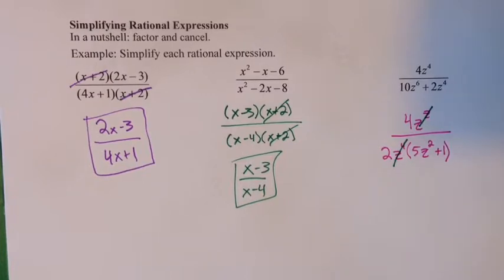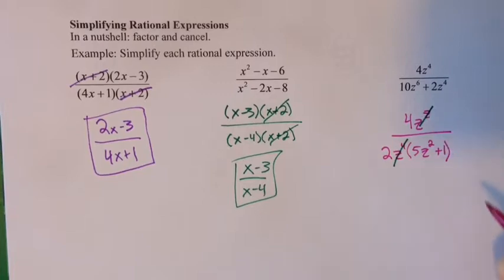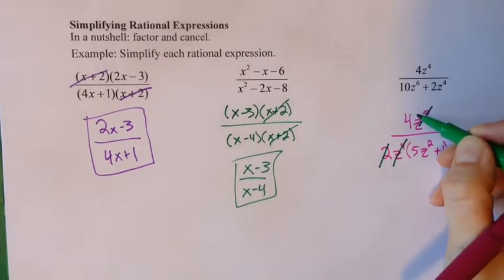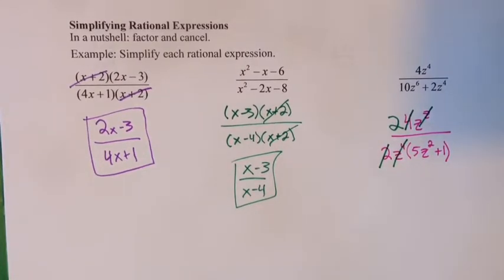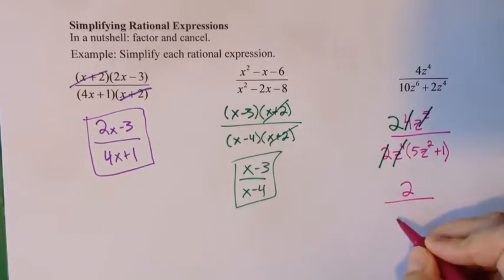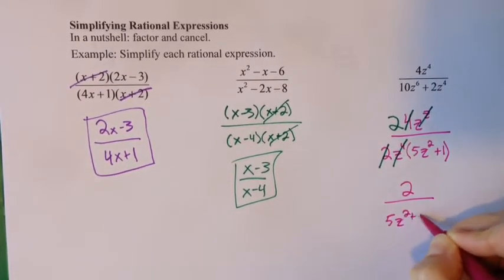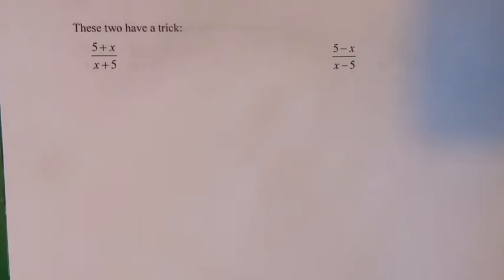Between the 2 and the 4, I should be able to cancel a factor of 2 out. 4 is really 2 times 2, so if I cancel a 2 from the bottom, then the 4 becomes a 2, since that's all that's left over from the 4. That means that my final answer down here has a 2 on top, and just the 5z squared plus 1 left on the bottom. Notice that in all of these examples, we're doing exactly what you've done before when you simplified fractions. We're looking for factors that are the same on the top and the bottom, and then canceling them out. Next, I'm going to show you two examples that are a little bit sneaky.